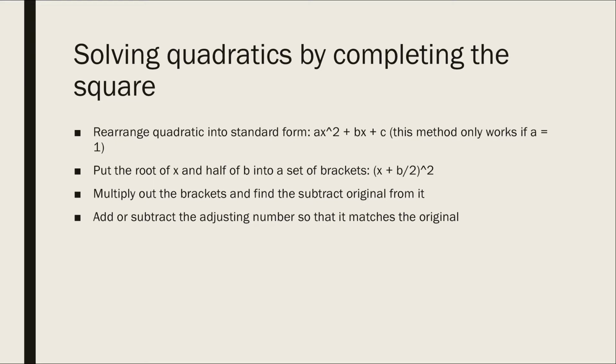So, let's start by solving quadratics by completing the square. First, we need to learn how to factorize it into the form of a complete square. So first, you want to rearrange the quadratic into the standard form, so ax squared plus bx plus c. In case you don't know, a, b and c are all coefficients. Well, c is not really, c is a constant. So let's say if it was 2x squared, a is 2. If b was 5, it would be 5x.